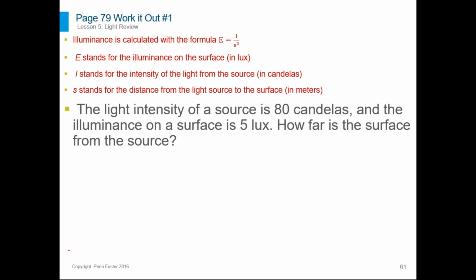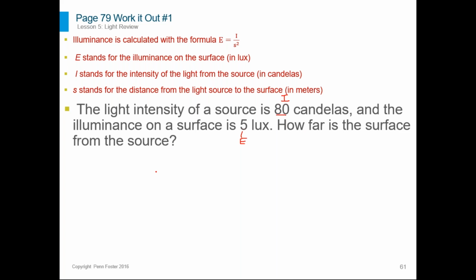Next problem, we have our same words up here. E is illuminance, I is intensity, S is distance. Our question is: the light intensity of a source is 80. So that's going to be intensity, that's I. And the illuminance is 5, so that's going to be E. That's our illuminance. And we're looking for distance. We're looking for how far is the surface.